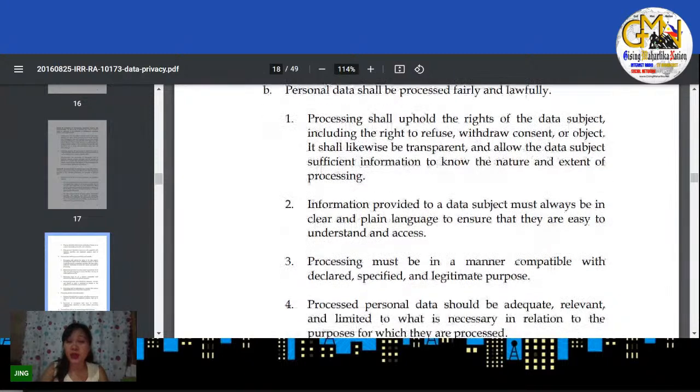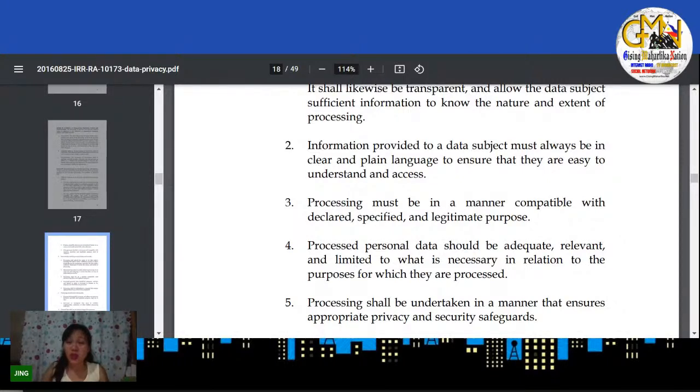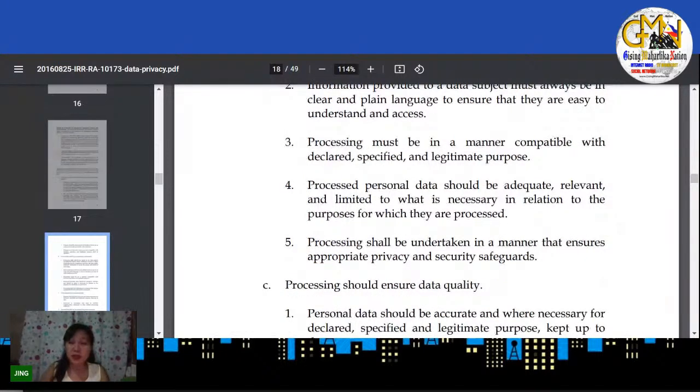First, processing shall uphold the rights of the data subject, including the rights to refuse, withdraw consent, or object. It shall likewise be transparent and allow the data subject sufficient information to know the nature and extent of processing. Number two, information provided to a data subject must always be in clear and plain language to ensure that they are easy to understand and access. Must be in a manner compatible with declared, specified, and legitimate purpose.